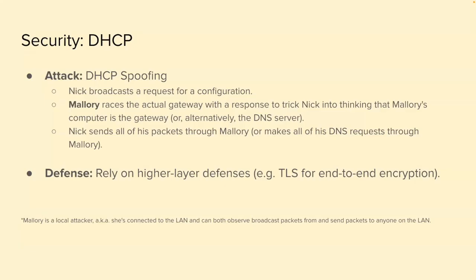Okay, quick security slide. I guess this is important. DHCP spoofing is an attack that you can do on DHCP. Essentially Nick broadcasts a request for configuration, and then Mallory tries to race the actual servers to offer a fake configuration to Nick. When Nick sees the configurations, it accepts Mallory's if she wins the race. That means now every packet Nick sends goes through Mallory, and obviously this is vulnerable since she becomes a man in the middle.